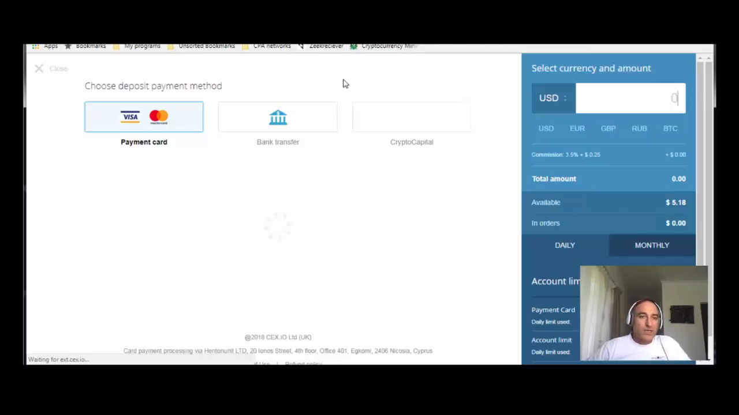I'm not sure what it is anymore. I can't remember. It's a while since I registered with him or verified myself. But for now, level one verification is enough. You can fund your account.